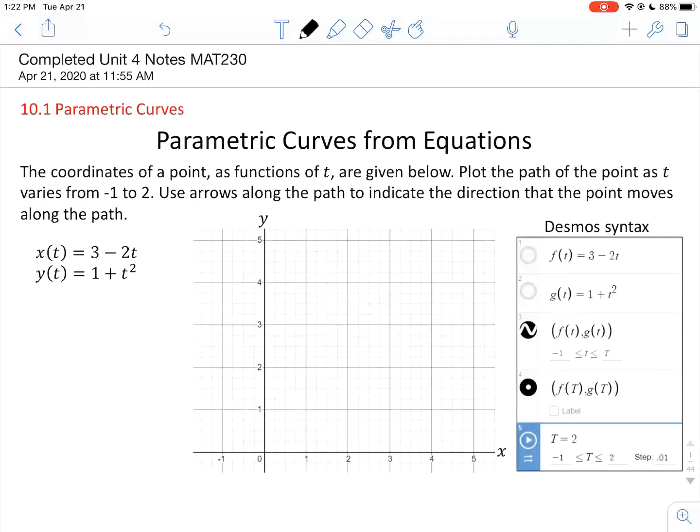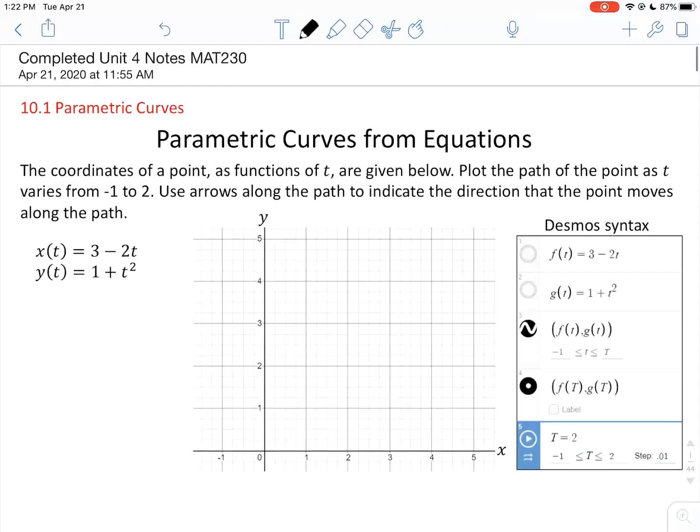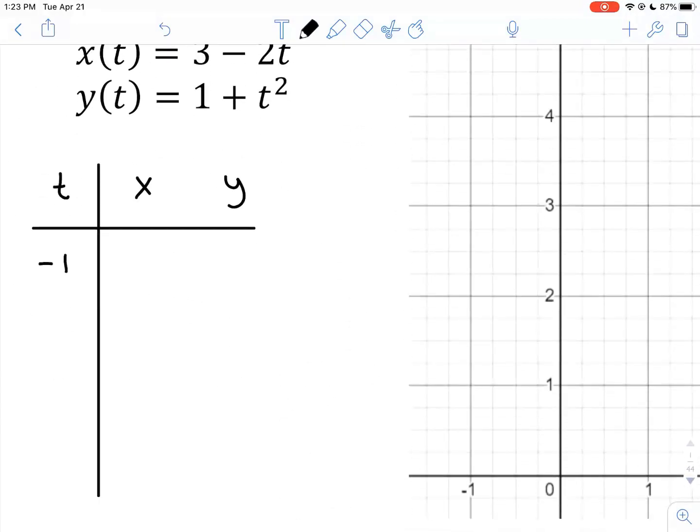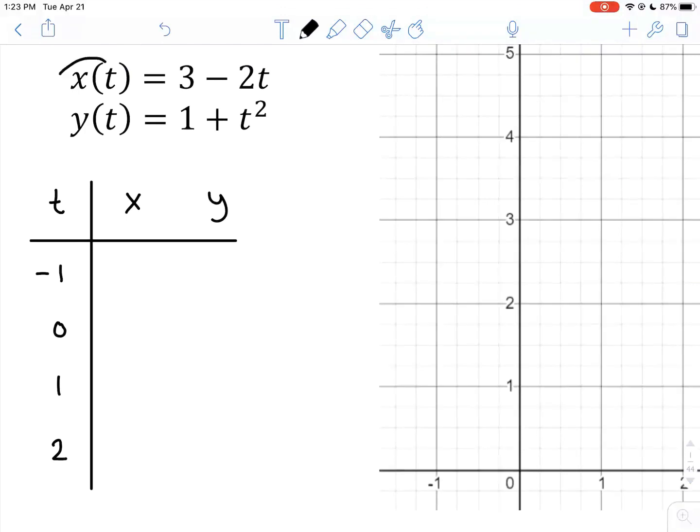If I say time, then I'm just talking about t, but t doesn't necessarily have to represent time, but it's a good way to think about this so you can imagine points moving as time elapses. We're going to let time vary between -1 and 2. To help us with this, we're going to make a table from -1 to 2, so let's just do the integers. Plug these t's into the x function right here, and you get different x coordinates at different times.